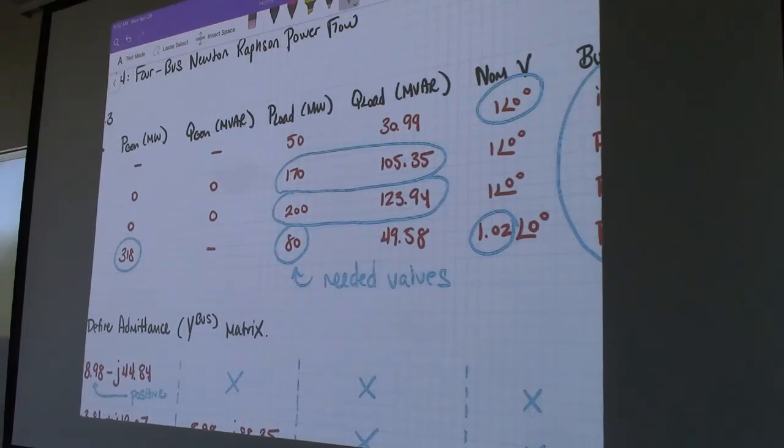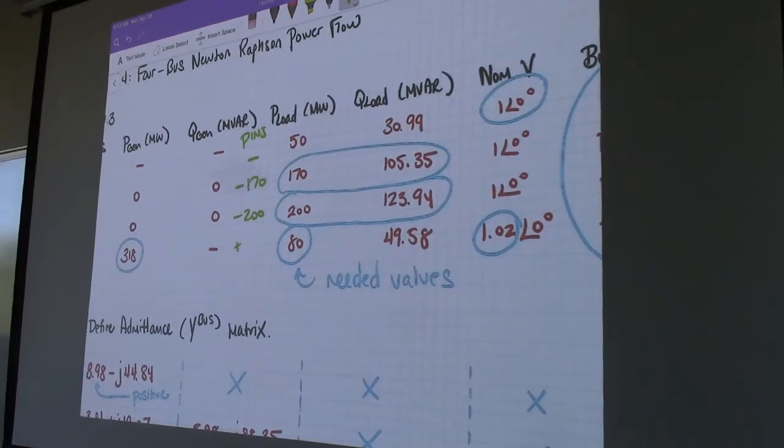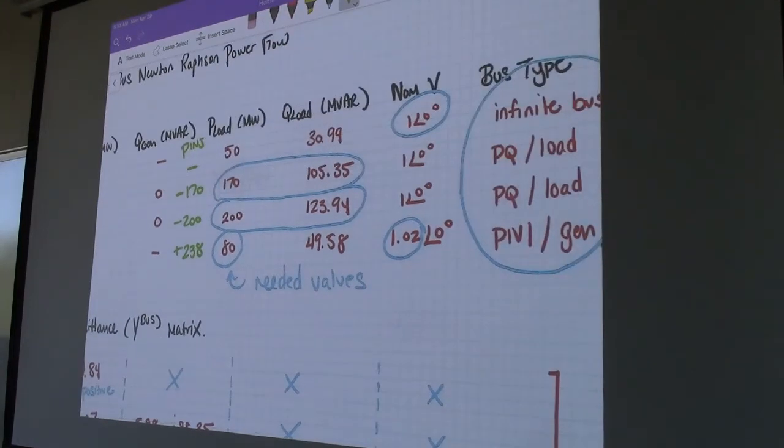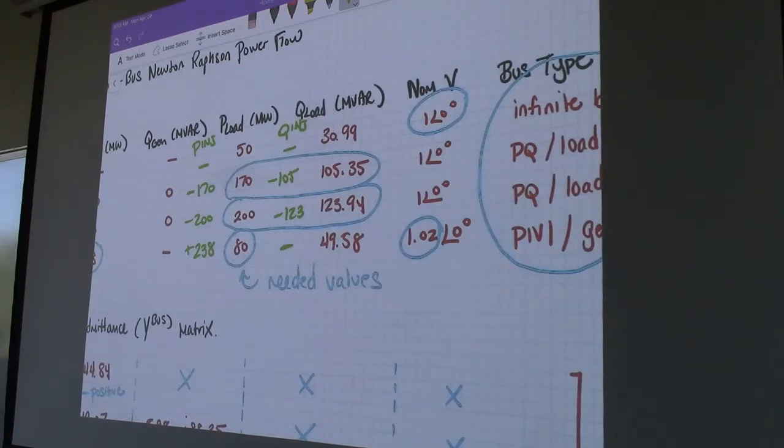So the P injections would be, so negligible, minus 170, minus 200. So what's 318 minus 80? 238. Oh, well, yeah, it's 238. Same from last time. 238. Our Q injections are going to be your minus 30.9. Well, it doesn't matter for the infinite bus. Minus 105, minus 123, and then doesn't matter for the PV bus down there.